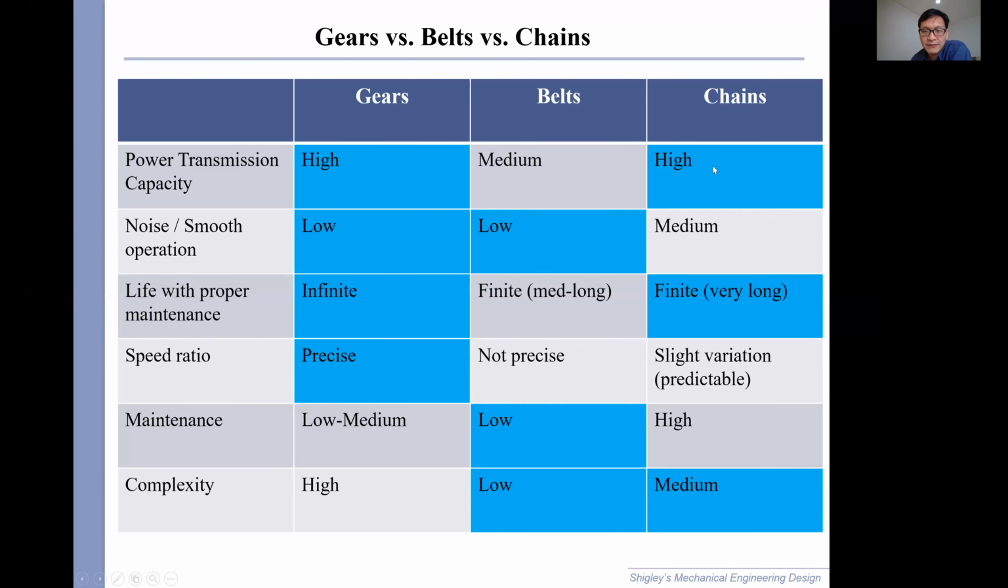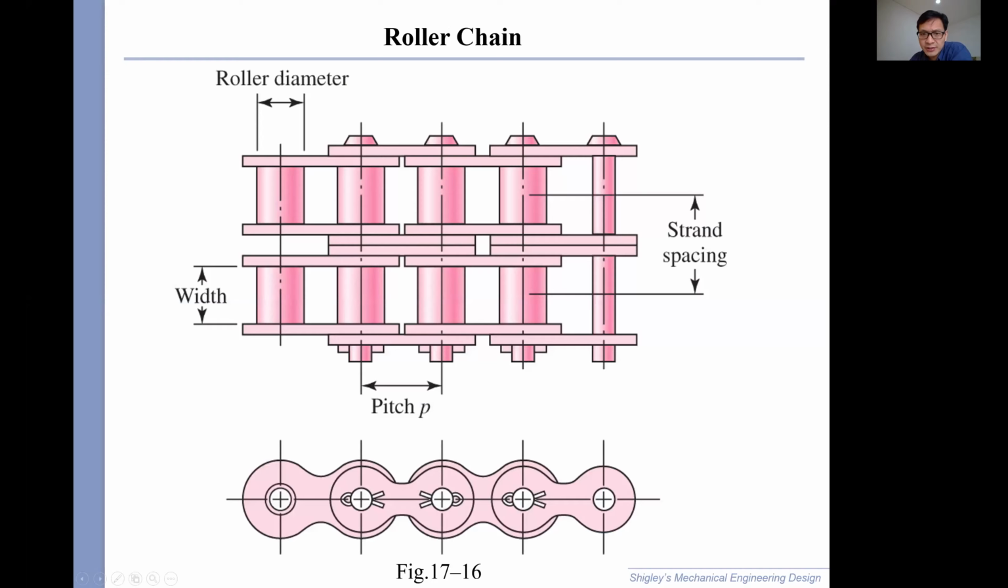The big advantage of chain is when you want high power transmission capacity, but your center to center distance needs to be long. For whatever reason, you don't want the motor to be close to what you're driving. So you have a long center distance, but you have higher power capacity compared to belt. So a lot of power transmission using chain are pretty heavy duty. This is how chains are constructed.